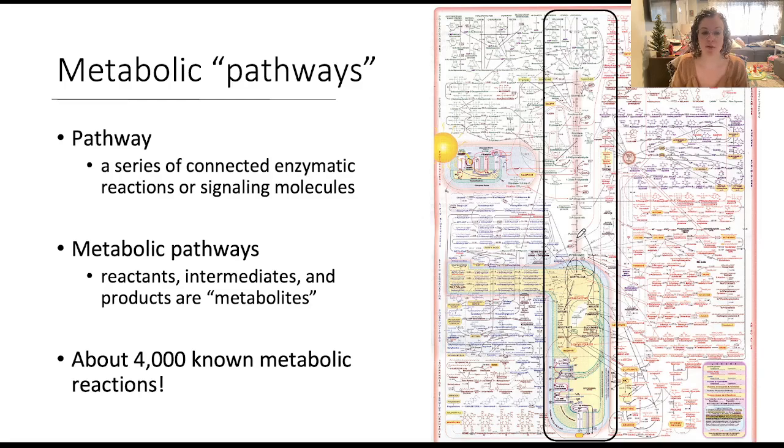There are about 4,000 known metabolic reactions. On this slide, I'm showing you some of the known metabolic reactions in the body. The central area that I've circled, this is just glycolysis, the citric acid cycle, electron transport, and synthesis of ATP. At the end of the semester, we'll branch out a little bit beyond that.